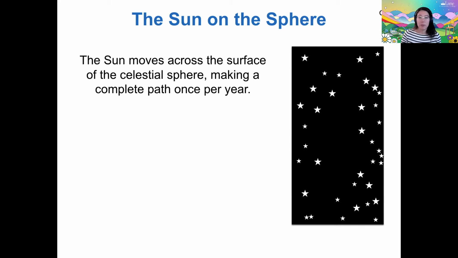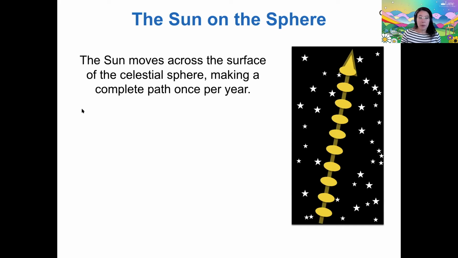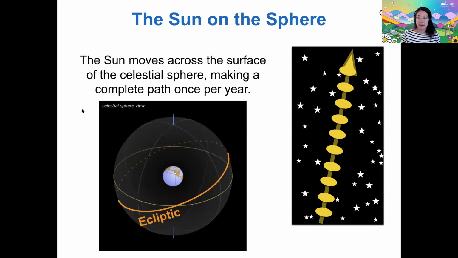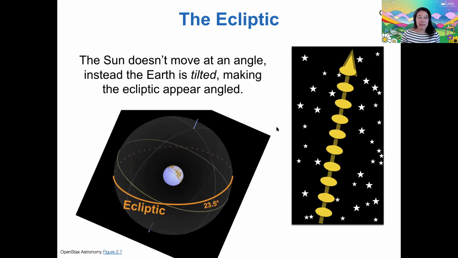And it makes one complete path once per year. And we call this path the ecliptic. So if we're going to draw the ecliptic on the celestial sphere, it would be tilted from the celestial equator. And this isn't because the sun travels on that tilted path, right? Because this is an artificial construct. Instead, it's that the Earth is tilted in its orbit around the sun. And that makes the ecliptic appear angled from our perspective.